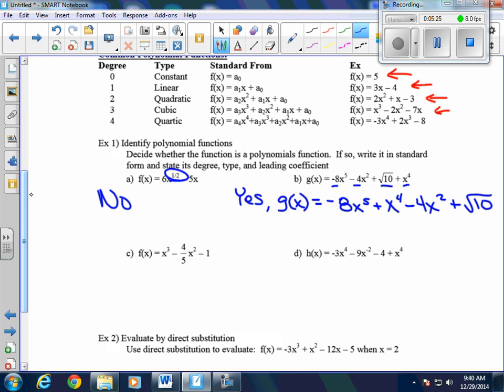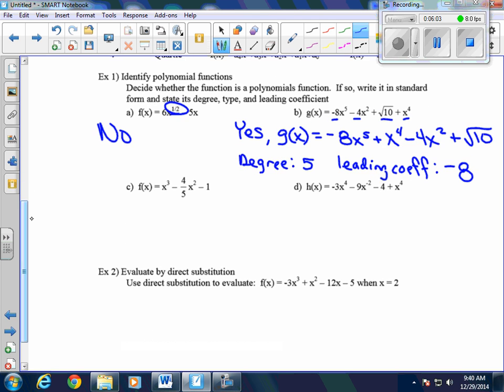We state its degree. Well, what is the highest degree? It's 5. Now we don't have a special type for this one because it's not one of those that we have up there. So we're just going to say that it's a degree 5. Don't worry about the type in this case. And then the leading coefficient is going to be negative 8 because that is the number in front of our highest exponent.